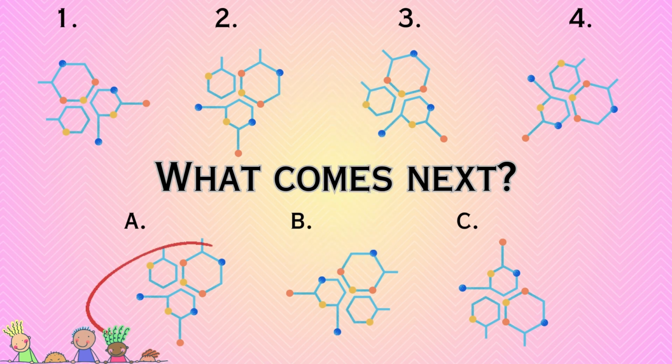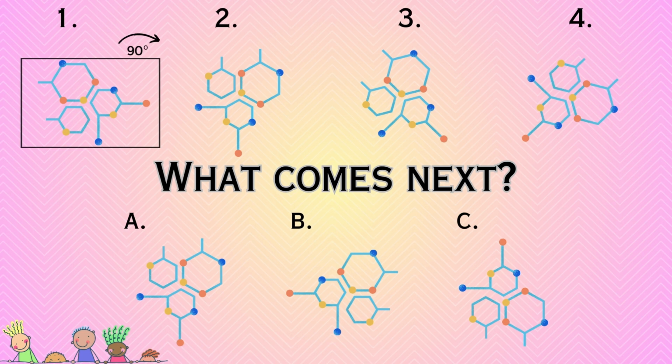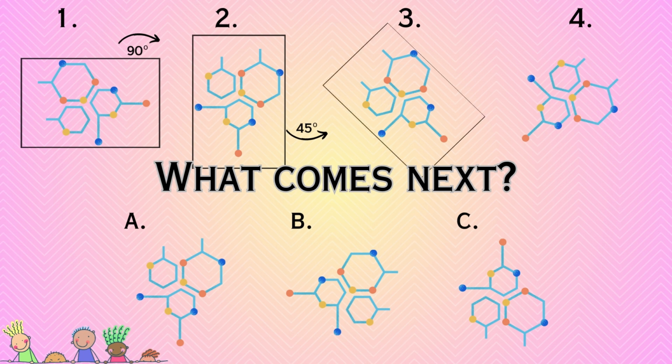If your answer was A, excellent job. Let's break it down together. First, we take the first image and turn it 90 degrees clockwise. We end up with image number 2. Now, we take image number 2 and turn it counterclockwise by 45 degrees. Once we do that, we'll get the image under number 3.